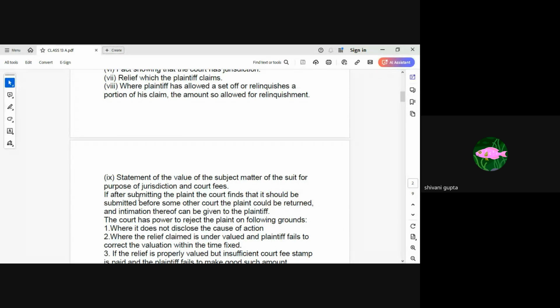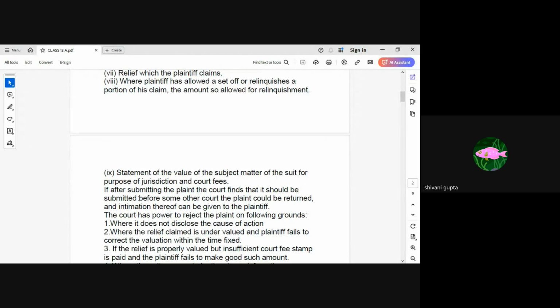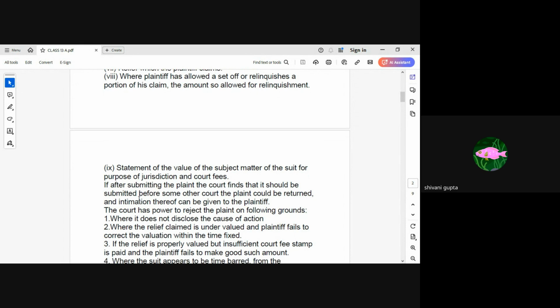Now the court also has certain powers to reject the plaint, for example if it does not disclose a cause of action. Then how the court will take the decision, how the court will examine the witnesses, this is the thing. Next, the plaint can be rejected where the relief claimed is undervalued or the correct valuation is not given by the plaintiff and he fails to correct it. That's another ground on which the plaint gets rejected.